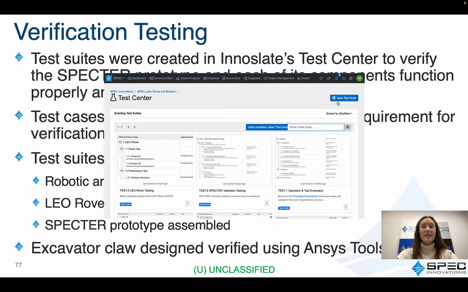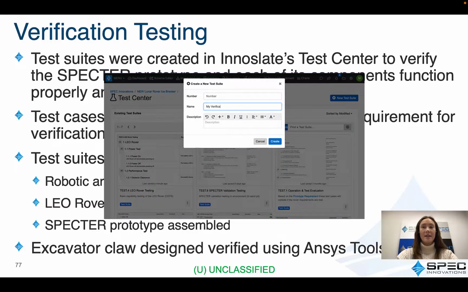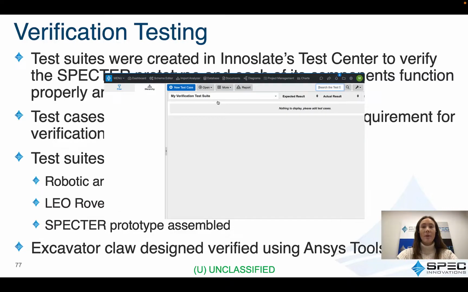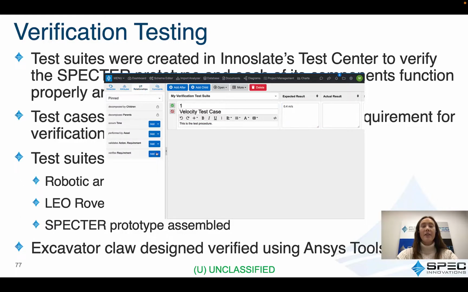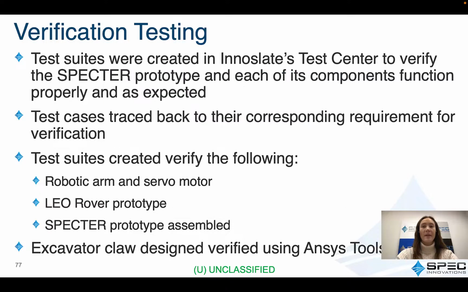In Innoslate, these test suites were created by going to the Test Center, selecting a new test suite, and creating test cases one by one. This process is similar to recording requirements and document. These test cases each held a test procedure and the expected results of the test procedure. A verified by relationship was then added to trace the test case back to the verification requirement. This allowed for easy tracking of the complete verification testing.